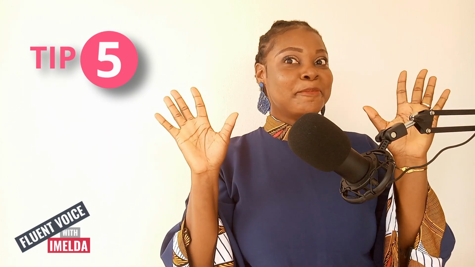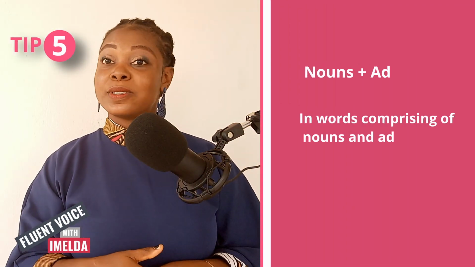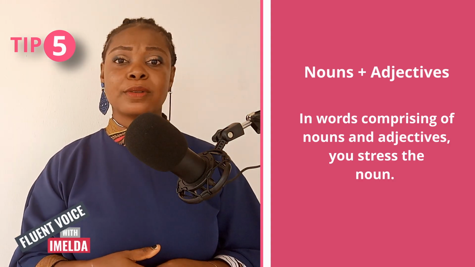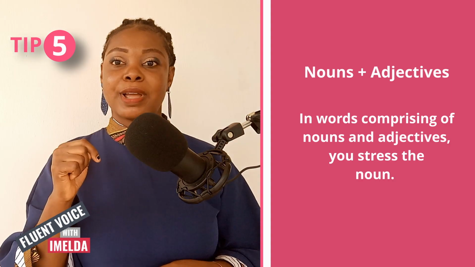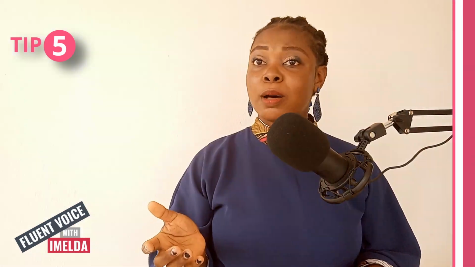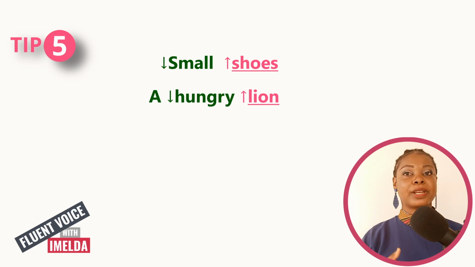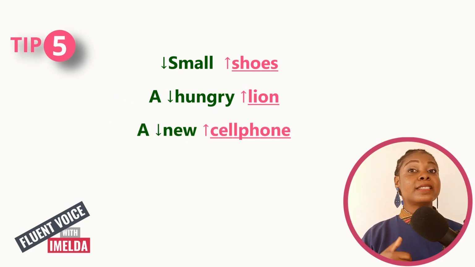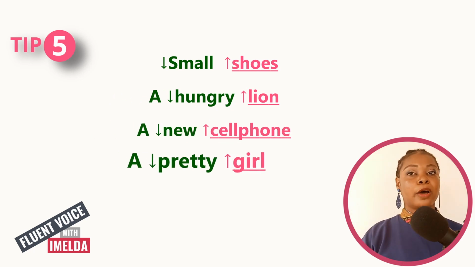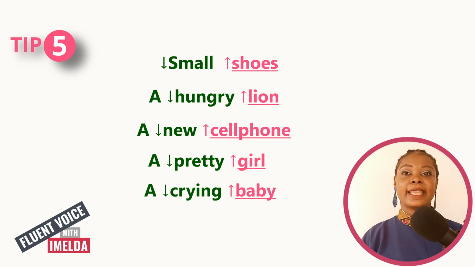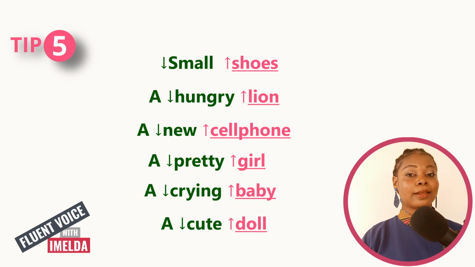Tip number 5. Nouns that also have adjectives. In some words comprising of nouns and adjectives, you stress the noun. For example, small shoes, a hungry lion, a new cell phone, a pretty girl, a crying baby, a cute doll.